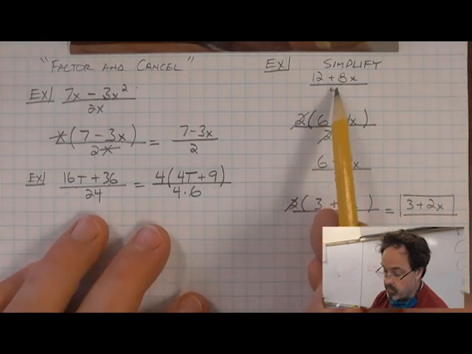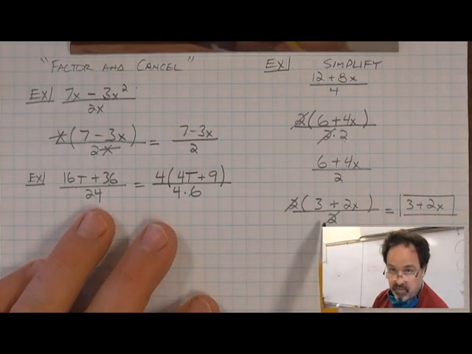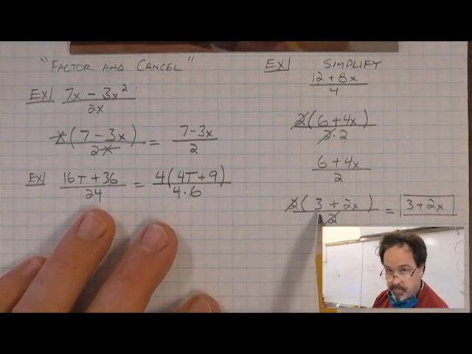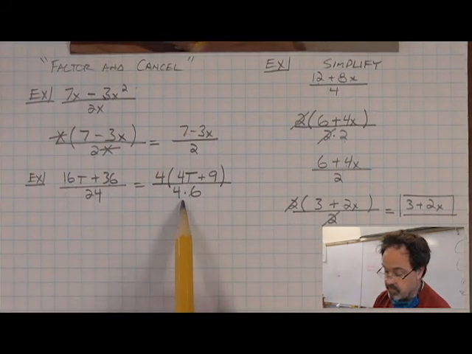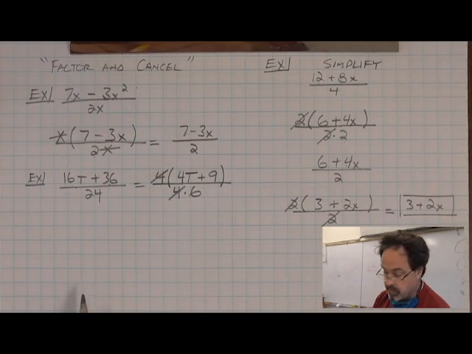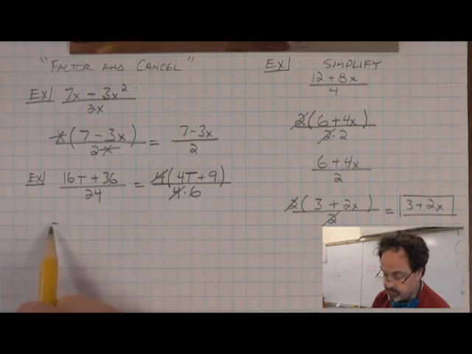I didn't do that because I wanted to show the process of repeatedly factoring something out. Let's finish with this example. We have a common factor 4. What remains is the 4t plus 9 divided by 6.